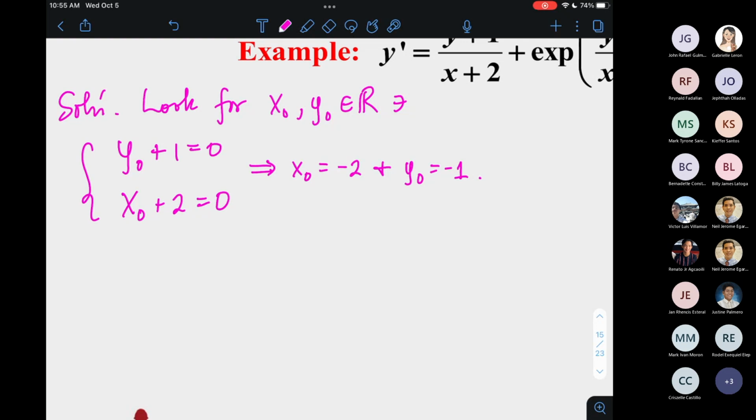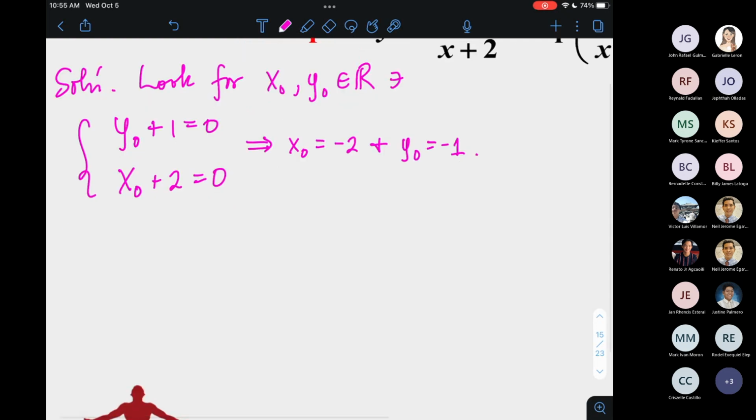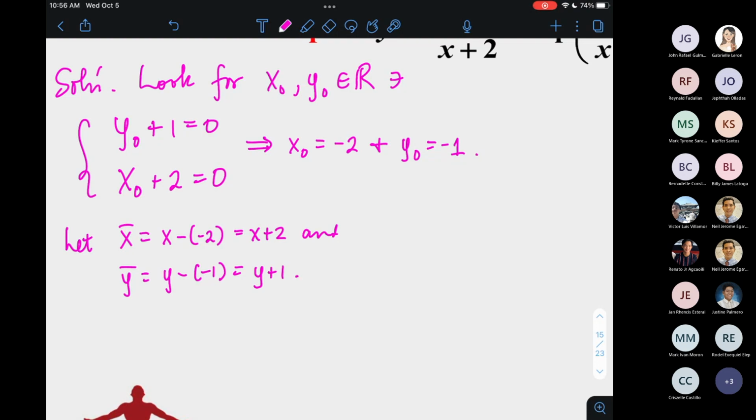So ang mangyayari ay ganito. So I will let x bar to be equal to x minus x sub 0, right? So this would be x minus negative 2. So this would be x plus 2. And y bar equals y minus y sub 0. But y sub 0 is negative 1. So our y bar will be equal to y plus 1. Okay?